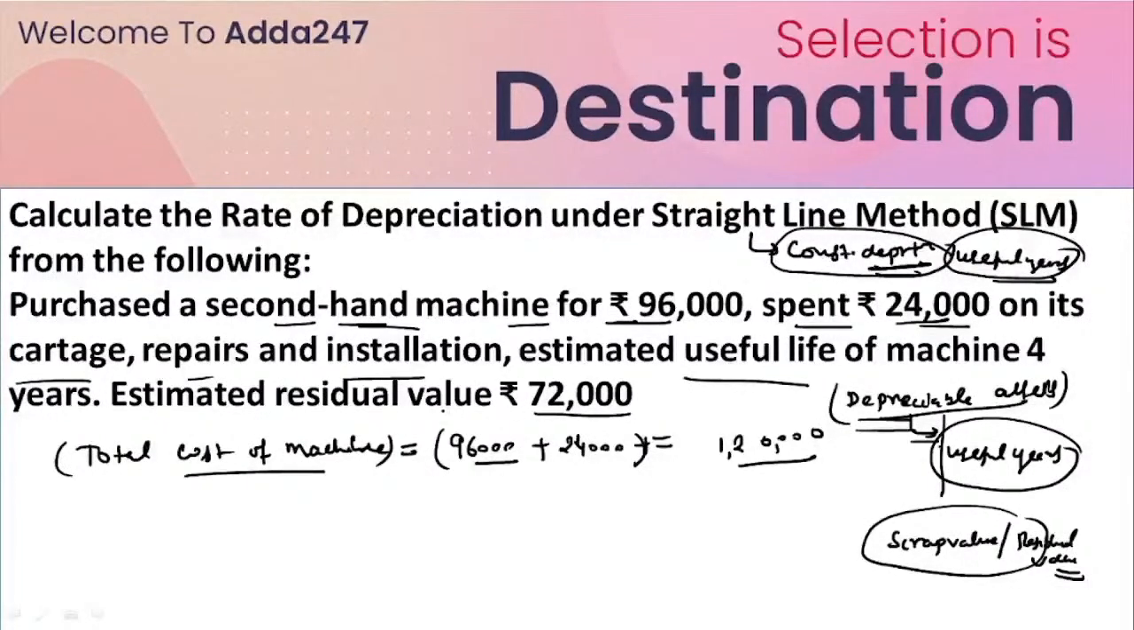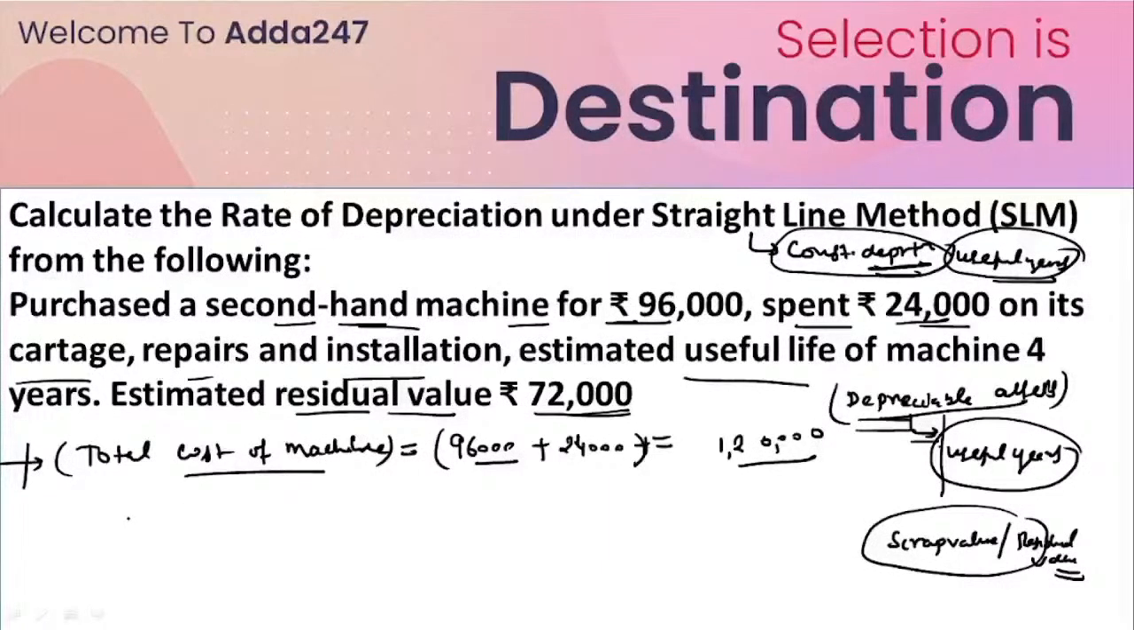Okay, in this question, the estimated residual value is already given. Sometimes the question is like that: after the useful life, the machine costs 72,000 rupees. You have to understand that this is known as your residual value. The total cost of the machine is 1,20,000 rupees. Fine. Now you have to calculate the rate of depreciation.